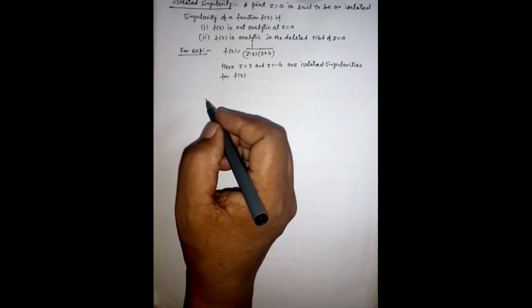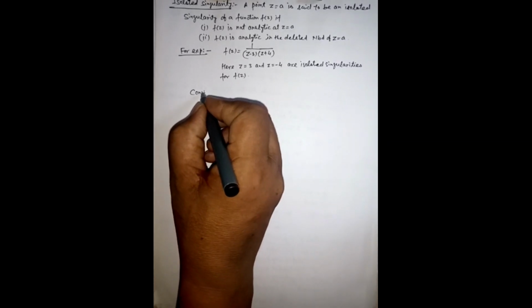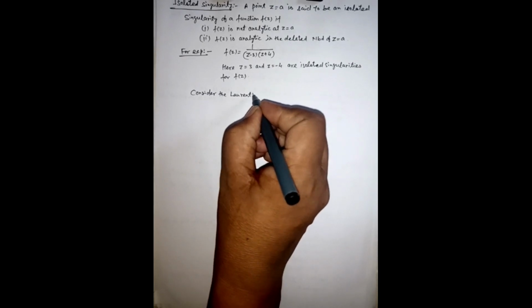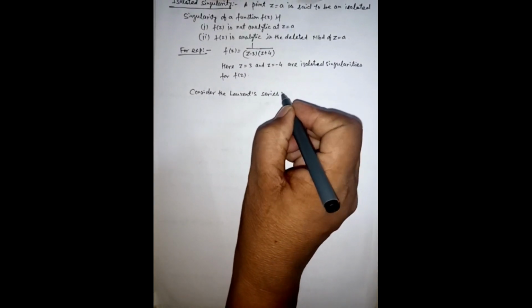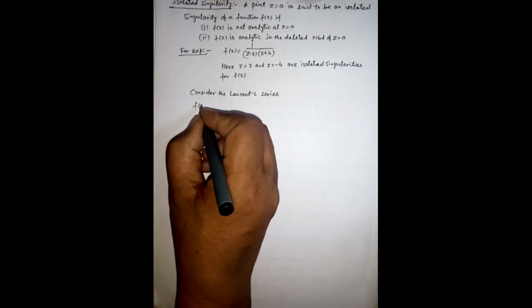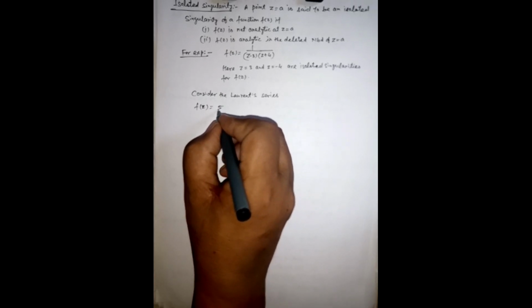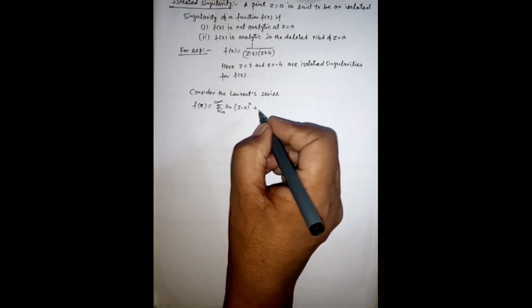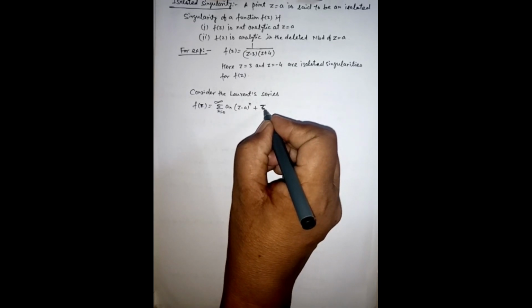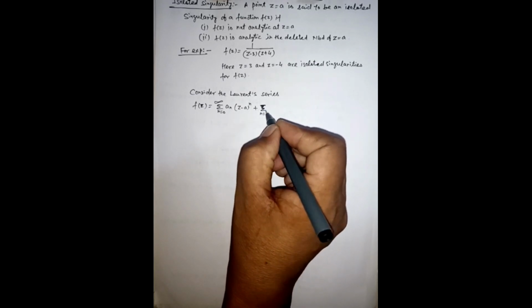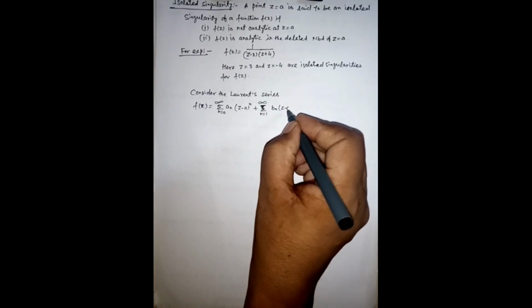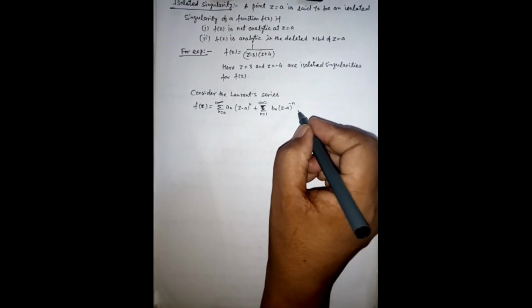Next, consider the Laurent series. f(z) is equal to summation n equal to 0 to infinity a_n (z minus a) power n plus summation n equal to 1 to infinity b_n (z minus a) power minus n. Say this is equation number one.